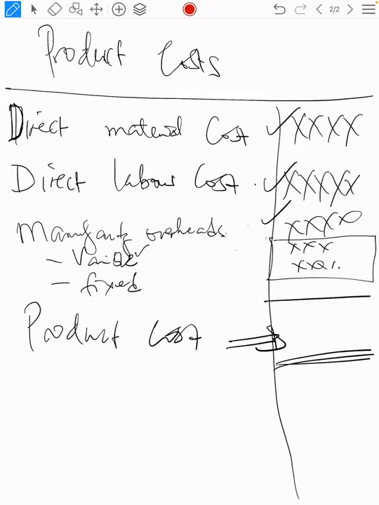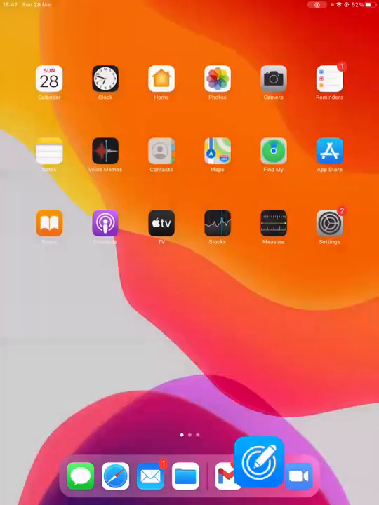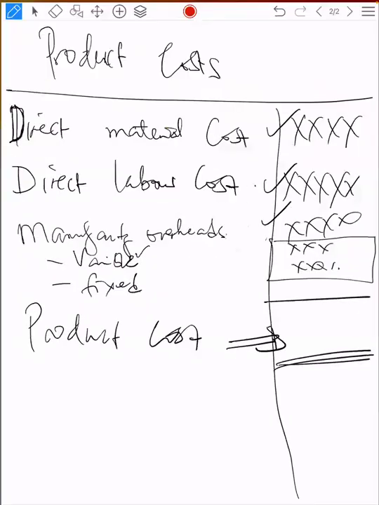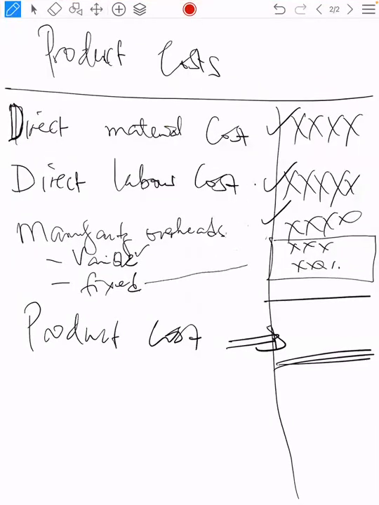Now, what about the fixed manufacturing overheads? Here we are looking at those overheads that are not going to vary with the output. They are not going to vary with the number of units produced. For instance, the salary of a factory supervisor is fixed. It does not depend on the number of units produced. Another good example is the rental for your factory building. It is fixed, determined per month.